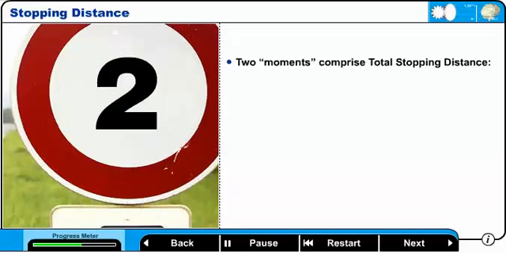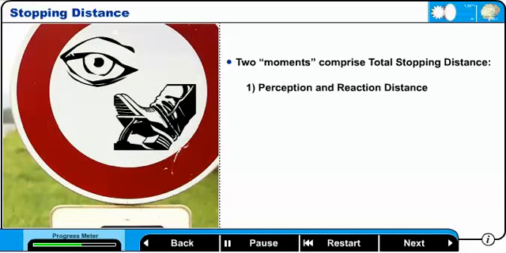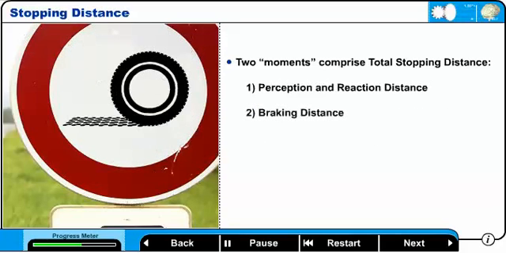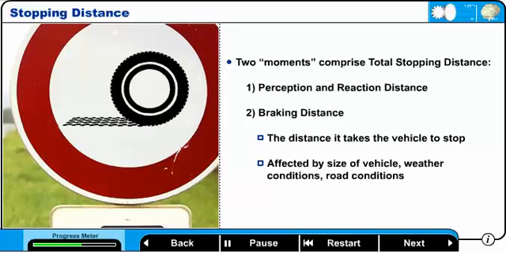2 moments comprise total stopping distance. They are 1. Perception and reaction distance. This is the distance your vehicle travels in the time it takes the brain to recognize the hazard and to tell the foot to push the brake pedal. Total perception and reaction time is about 3/4 of a second, 60 feet at 55 miles per hour. 2. Braking distance. This is the distance it takes to stop your vehicle once the brakes are applied. Factors which may affect the braking distance include the size of the vehicle. Larger vehicles need more time to stop, the weather conditions, and the road conditions.